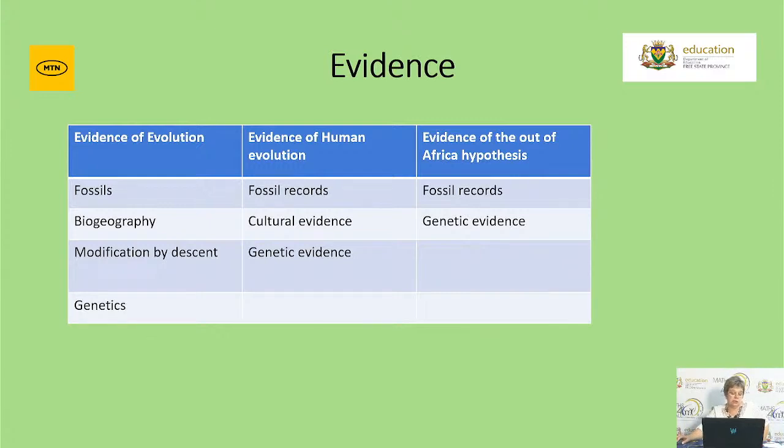We have 3 evolutions. Evidence of evolution, which is fossils, biogeography, modification by descent, your homologous structures, genetics. Evidence of human evolution includes all your fossil records, cultural evidence, and genetic evidence, which is your mitochondrial DNA. And then evidence of the out of Africa hypothesis is only fossil records and genetic evidence. And you must be able to explain it if they ask. Explain evidence, name and explain the evidence that we have on human evolution.